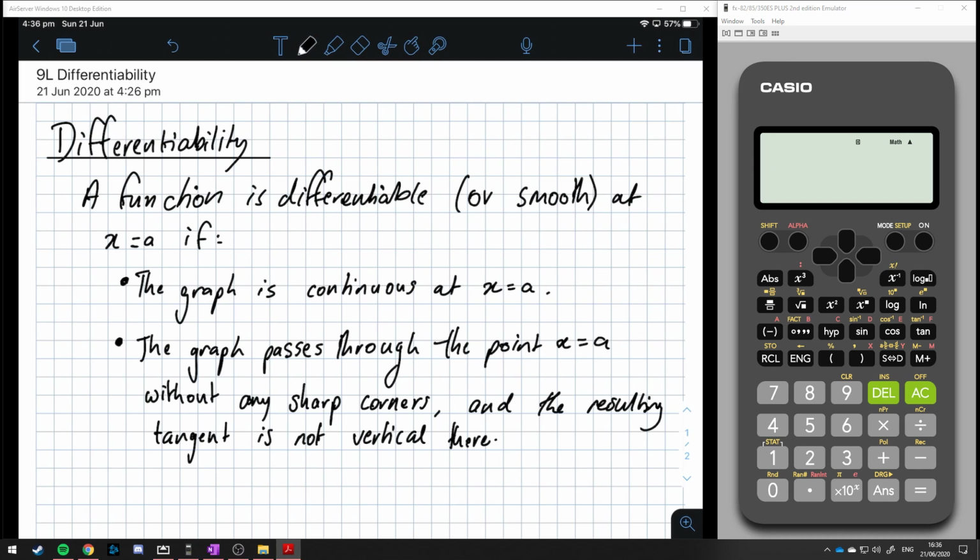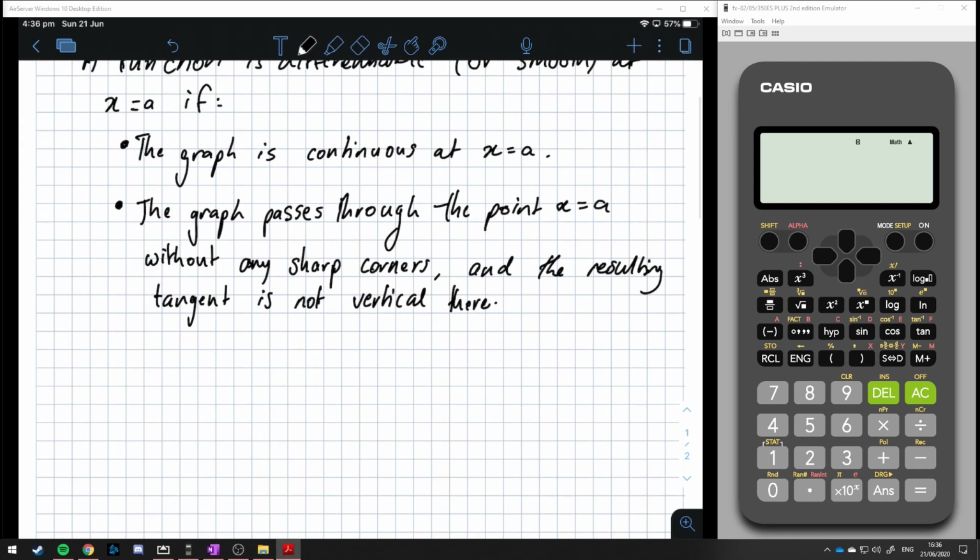Okay, so essentially we're going to be trying to avoid gaps, and we're going to be trying to avoid functions like the absolute value function. Y is the absolute value of x, which looks like this. Okay, so there's a sharp corner just there, which means it's not differentiable at that point.